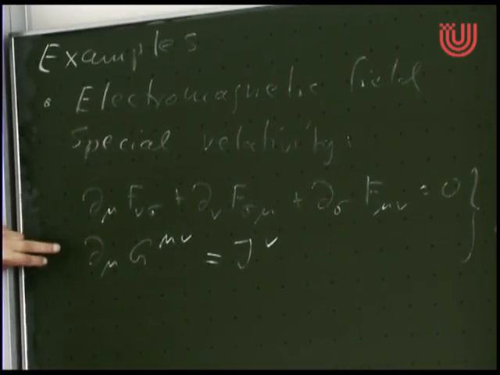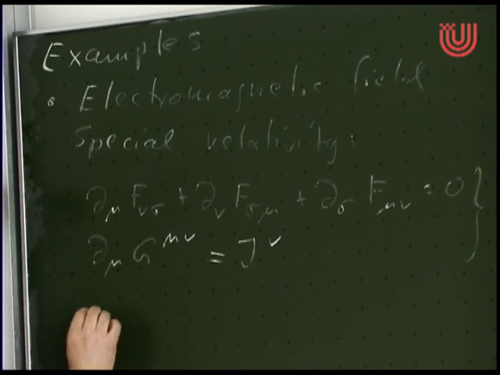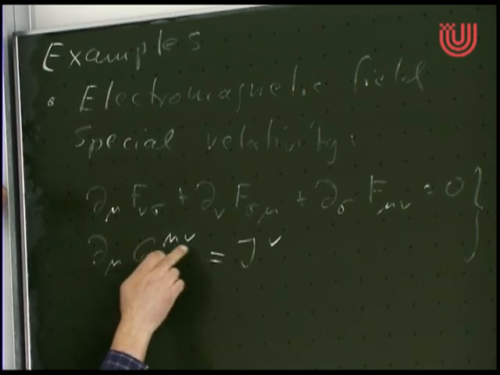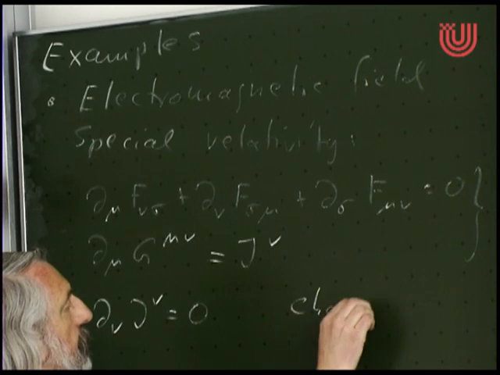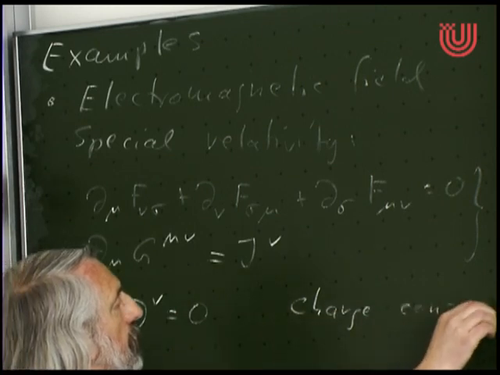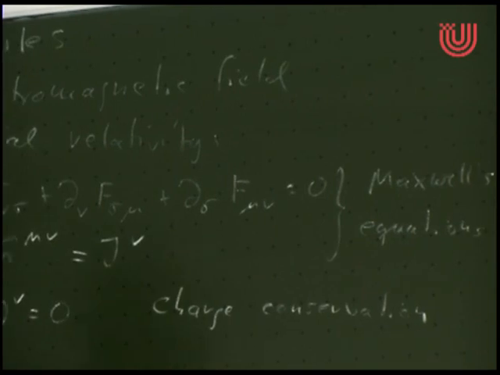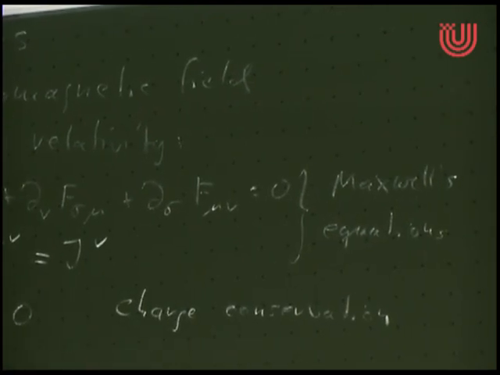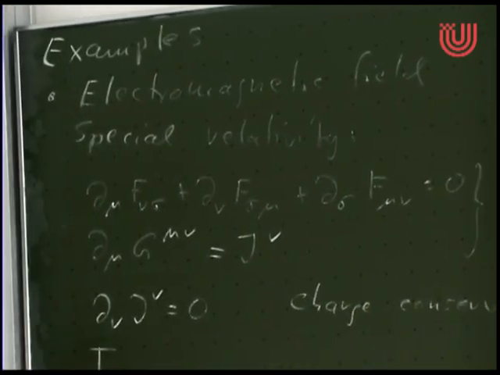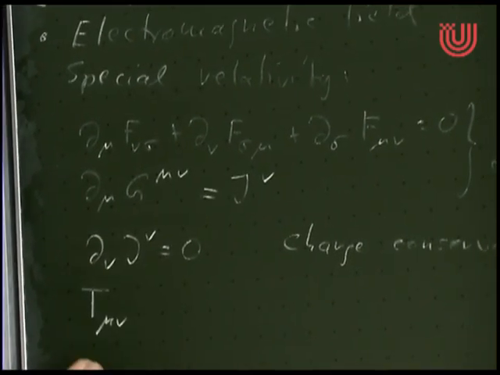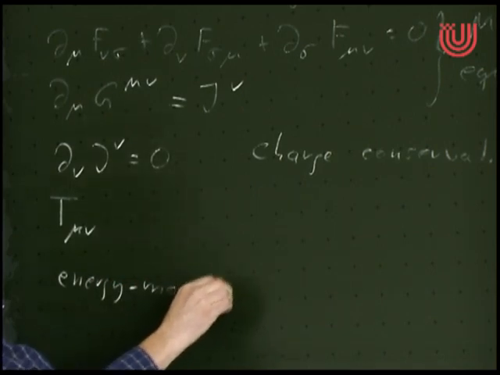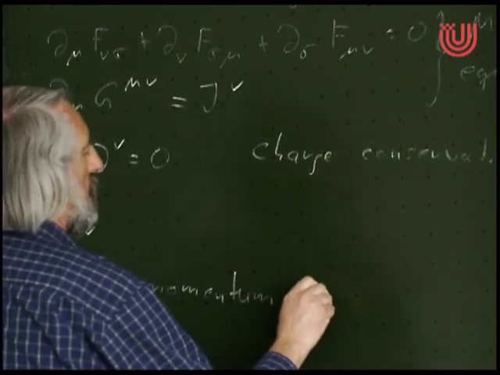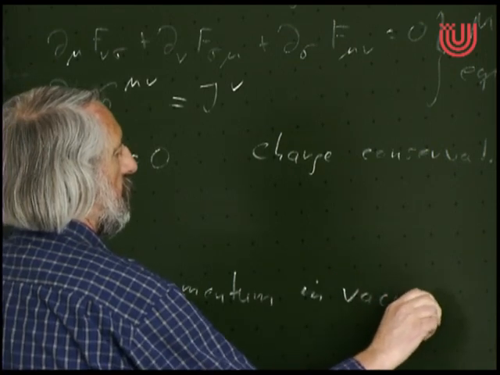An important consequence of the second Maxwell equation was the law of charge conservation. As a consequence, because the G^mu nu is antisymmetric, we find that partial_nu J^nu equals 0. This was charge conservation. And we also talked about the energy momentum tensor. This was in one of the worksheets. Let me write it here. And this is the energy momentum tensor in vacuum. I only discuss this in vacuum.